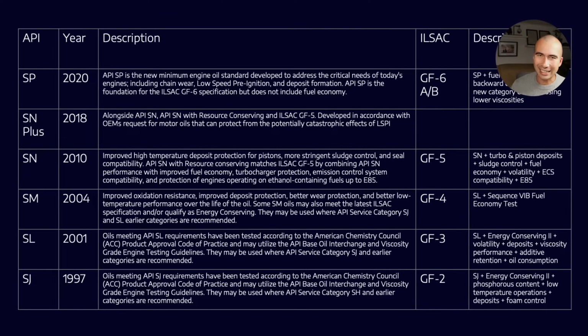Right? Now, there's probably a more general question about what is the difference between the S category as well as the ILSAC GF categories. Effectively, you can think of GF as being the S category plus some extra tests, which generally involve fuel economy. So if you look down to the year 2001 with SL, right? So we had an SL category from API, and then ILSAC came out with the GF3 category, which was the SL tests plus some additional tests around energy conservation, volatility deposits, viscosity performance, additive retention, and oil consumption. But generally, the one that they focus on is the energy conserving. So you can generally think of the ILSAC specifications as being the S category plus some energy conservation.